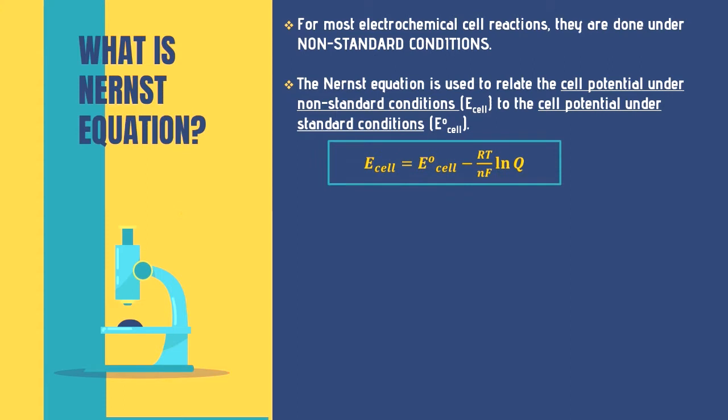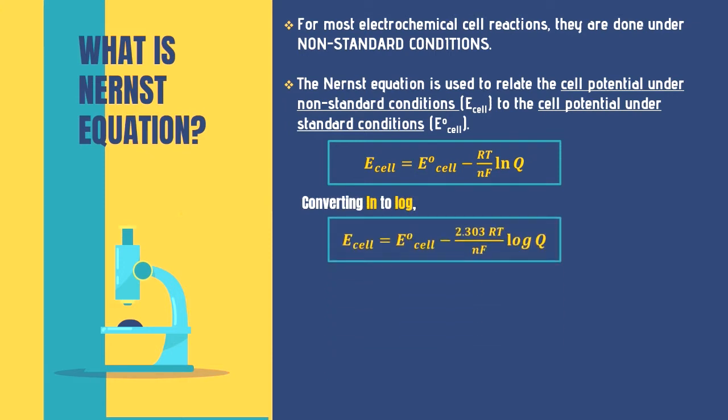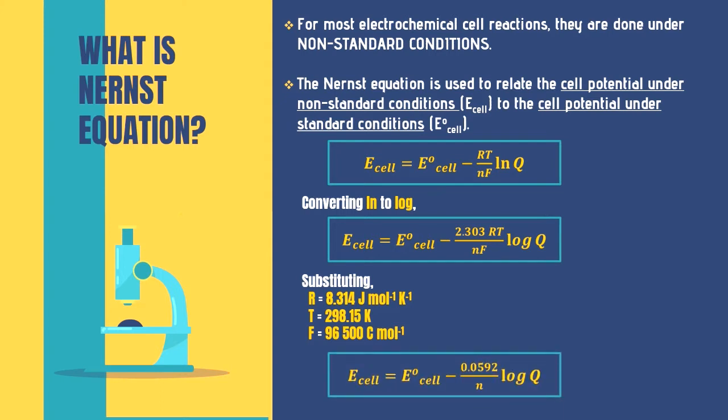From this equation, convert the ln expression to log. Next, substitute R, T, and F. The Nernst equation that we are going to use is E cell equals E naught cell minus 0.0592 divided by n log Q, where Q is the reaction quotient and n is the number of moles of electrons.